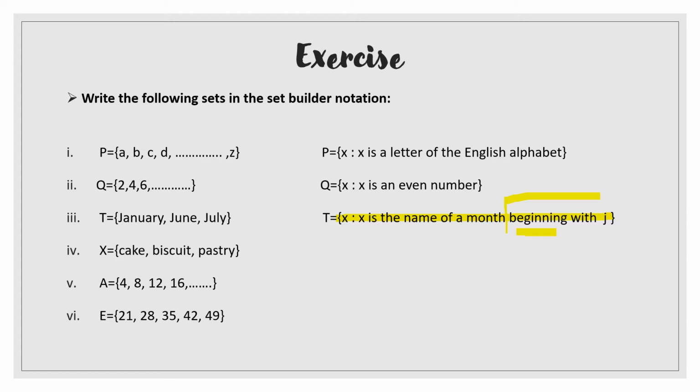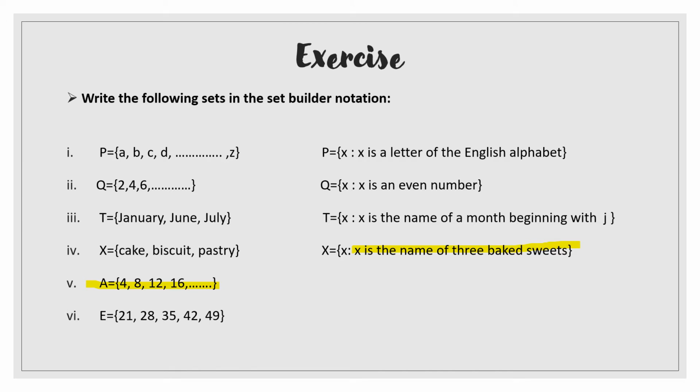The next one is X, cake, biscuit and pastry. Okay, so these are the names of sweets. So you can write X is the set of elements x such that x is the name of baked sweets, because there are only 3 names written here. Next one, A, 4, 8, 12, 16.